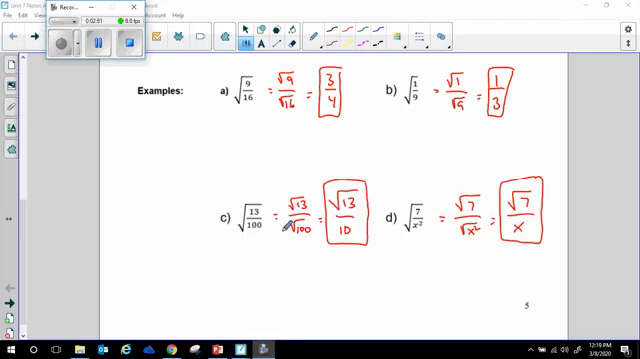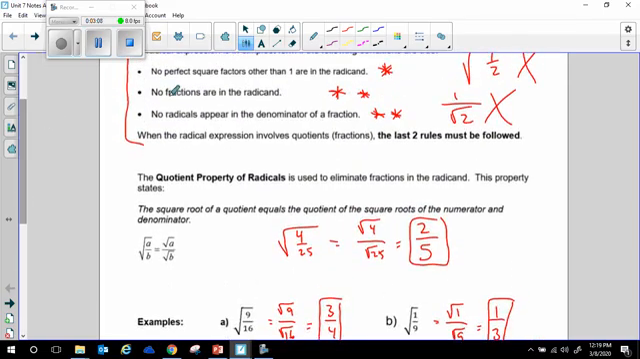All right, with letter C, the square root of 13 over 100 would be the square root of 13 divided by the square root of 100, which would be the square root of 13 over 10. Now, notice that this one still has a square root sign in it, but that square root sign is in the numerator, so we're all good. Because remember, no radicals can appear in the denominator of the fraction. It's okay if they're in the numerator, but we can't have them in the denominator.